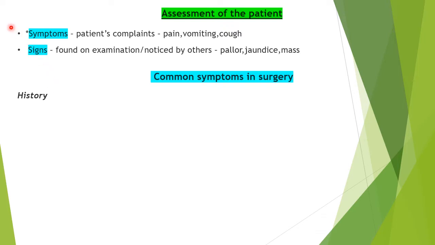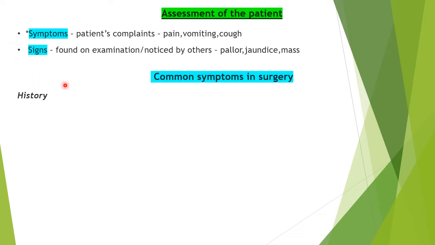Now we come to the actual assessment of the patient. In order to assess the patient, you must know what is a symptom and what is a sign. A symptom is what the patient complains to you, such as pain, vomiting, cough, and so on. Whereas a sign is a finding that you find on the patient by examination, or signs noticed by other people. Examples: pallor, jaundice, a swelling or a mass somewhere. These are considered signs. So it is very important to elicit the symptoms and signs from the patient.